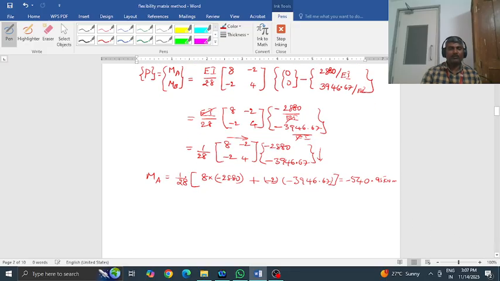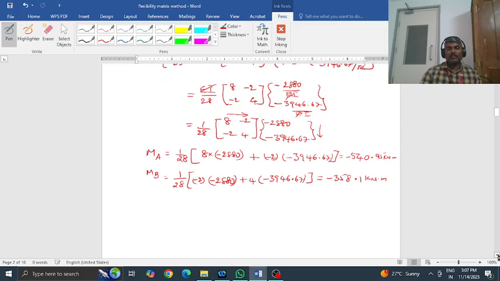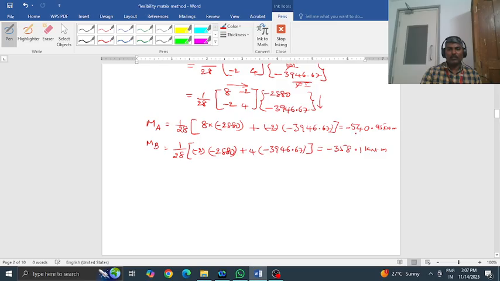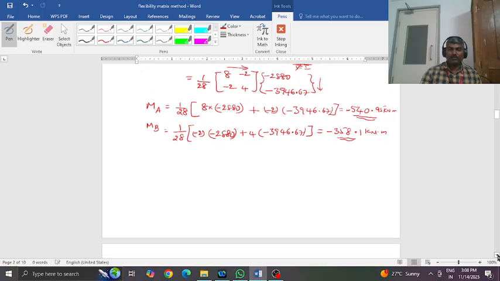Similarly, the MB value is 1 by 28 times minus 2 times minus 2880 plus 4 times minus 3946.67, which works out to be minus 358.1 kilonewton meter. So these are the redundants that are present, and you have chosen them as part of your solution.